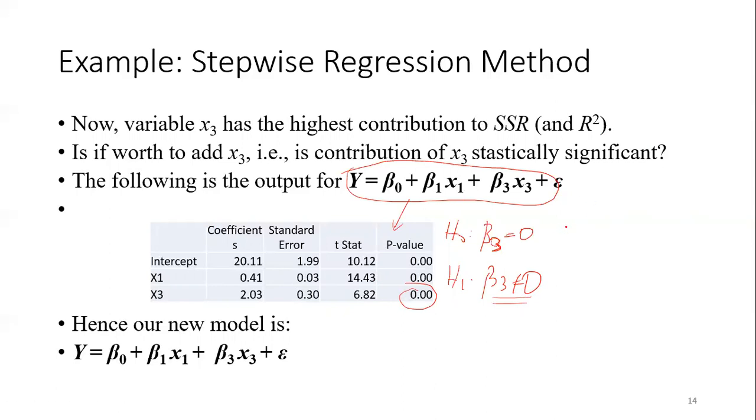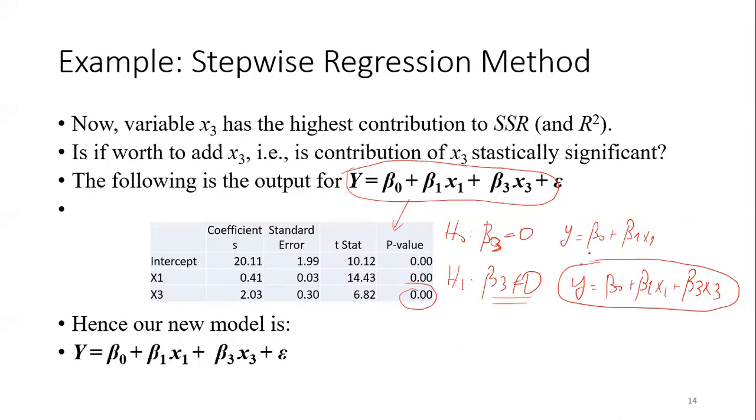So again, for the sake of completeness, let me write here: it says beta 1 x1, and the alternative hypothesis states that you have this model. When you reject the null hypothesis, it means that your data has evidence in favor of this model. Hence, our new model is this one.